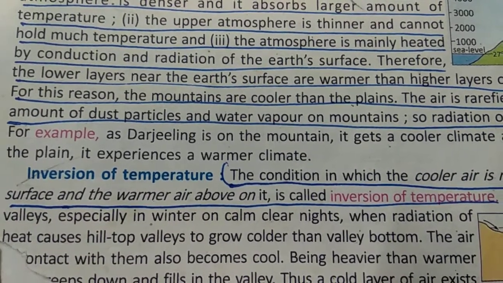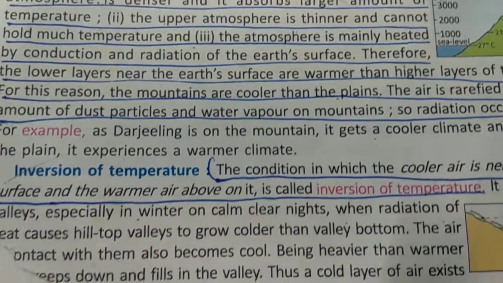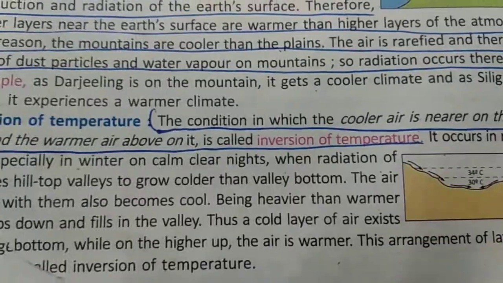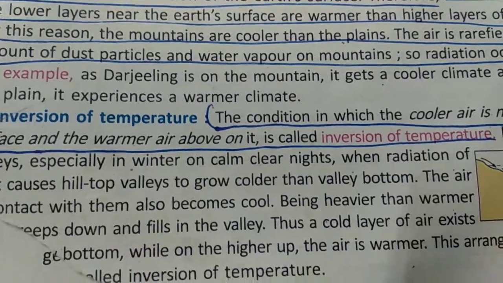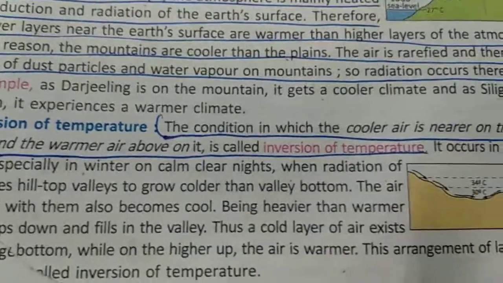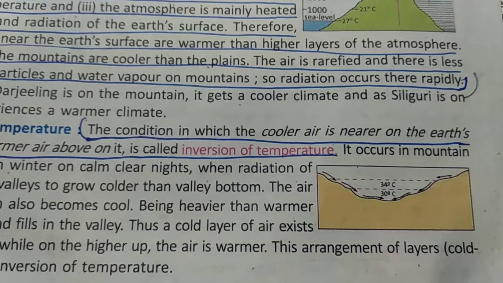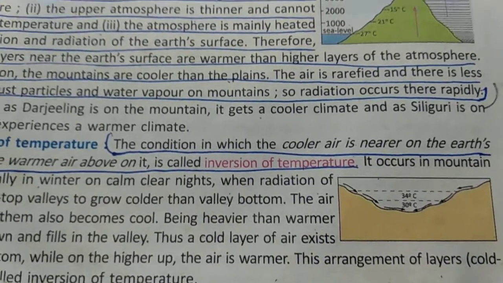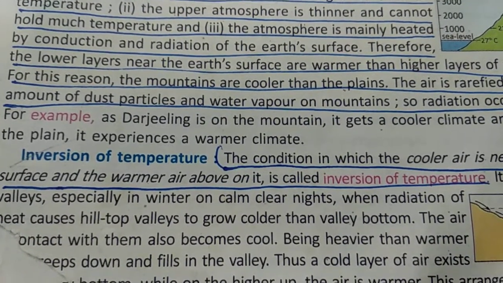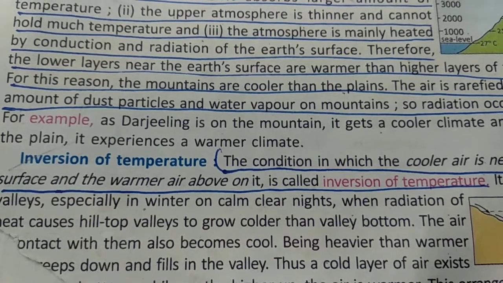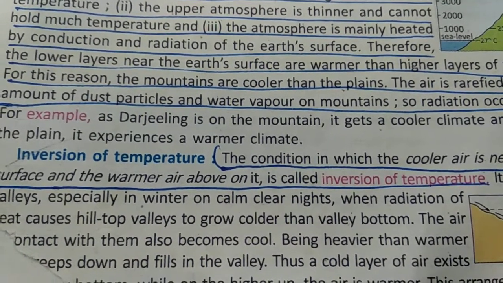Now, inversion of temperature. What is inversion of temperature? The condition in which the cold air is nearer to the earth surface, and the warmer air is above it, is called inversion of temperature. Now, what happens? This occurs mainly in the mountain areas, valleys, also in winters, and in calm, clear nights. The sky has to be clean and clear.